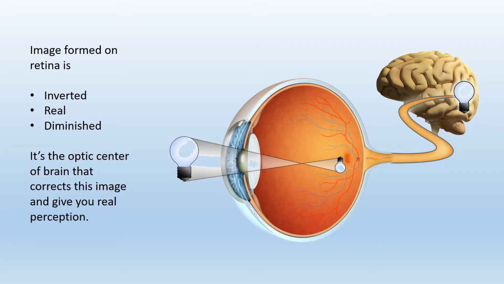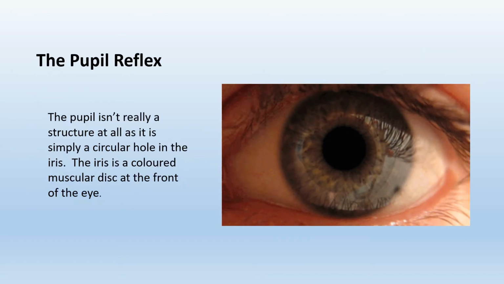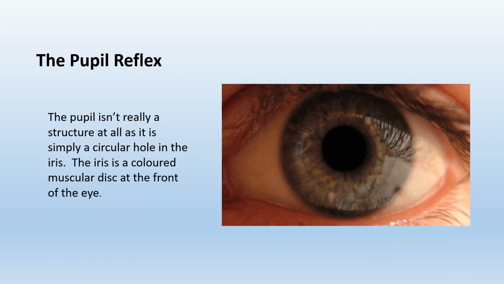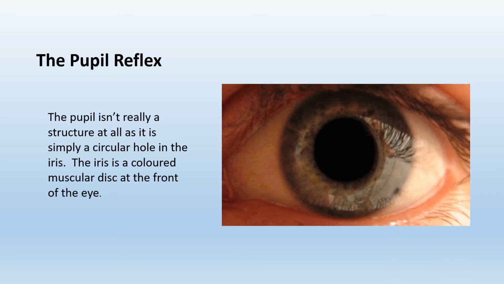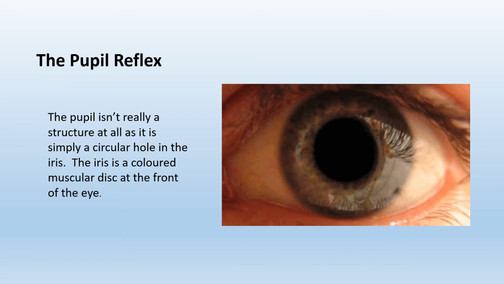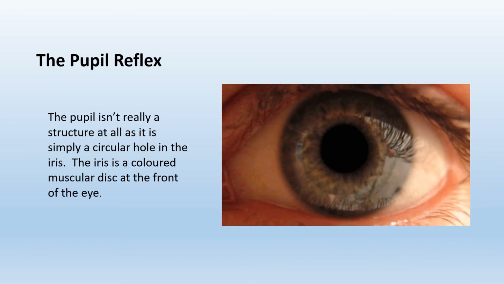The image formed on retina is inverted, real, and diminished. This information is carried to optic center of brain through the optic nerve, and this optic center corrects this image and gives you the real perception. The eye has evolved a mechanism to ensure that the amount of light entering the eye can be adjusted. Bright light can damage the light sensitive cells in retina, and this is prevented by making the pupil constricted, means its diameter gets small in bright light.